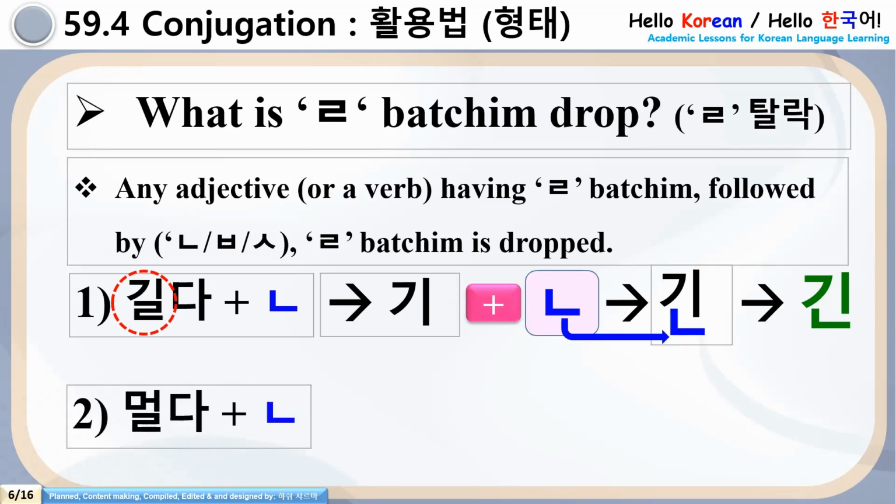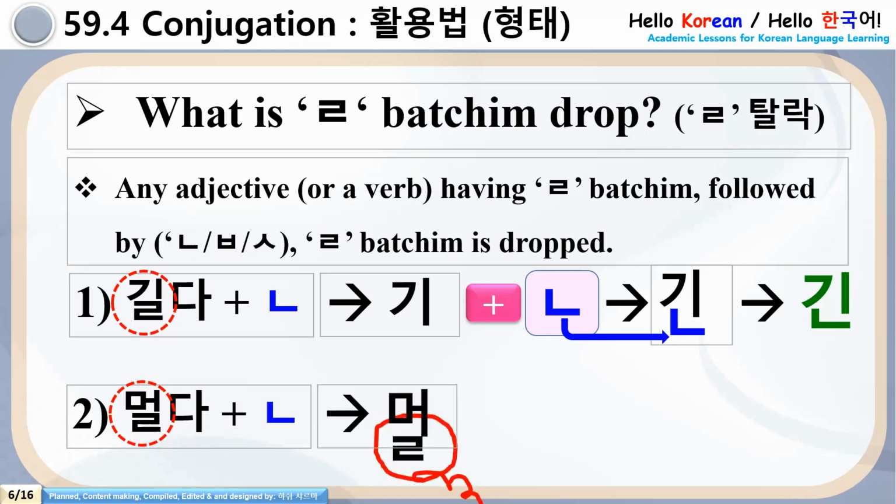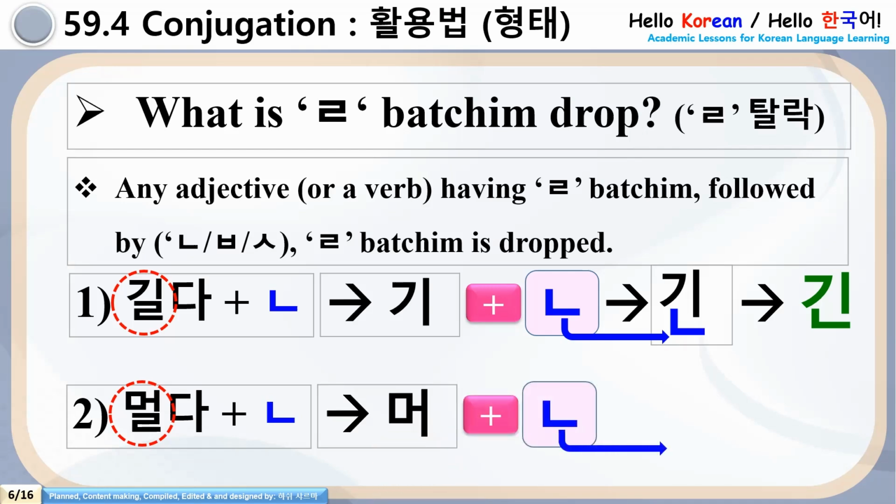See number 2, molda. Again the la pachim, add na grammar. First step, remove la, add na, and it will be mon. So in place of la pachim, we have to write na, and it will be mon. Clear, Yorobun? This rule is very important. Please do the practice.